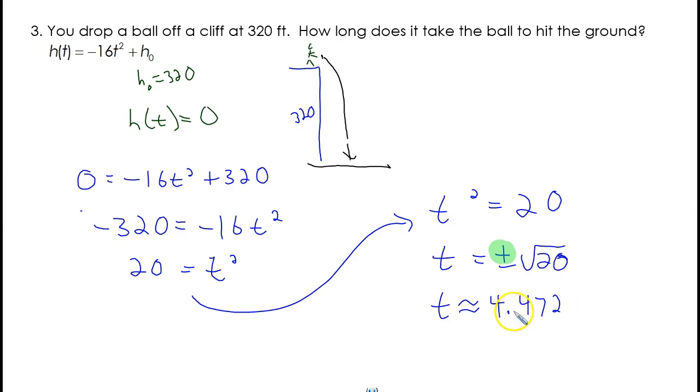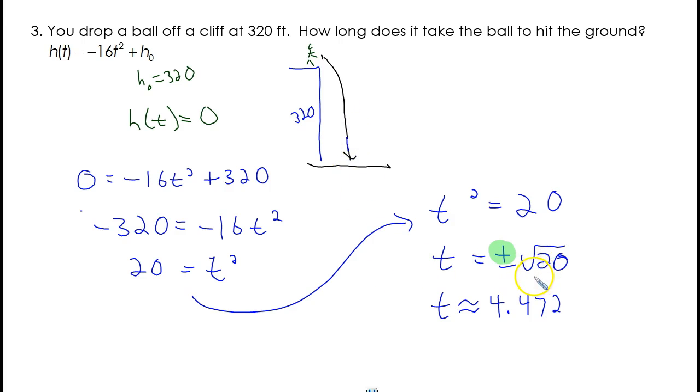Again, this is an application problem, and we have to think about it as an application problem. Algebraically, there are two solutions, a positive and a negative. But in the context of the problem, when you drop this ball off the cliff and it's going down towards the ground, we're measuring time here. And there's no way that this amount of time can be negative, because that's kind of crazy. It doesn't work that way.